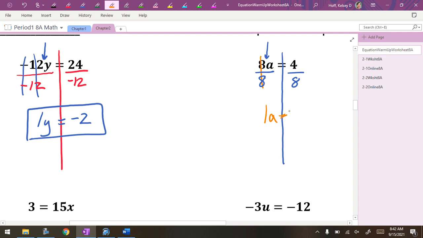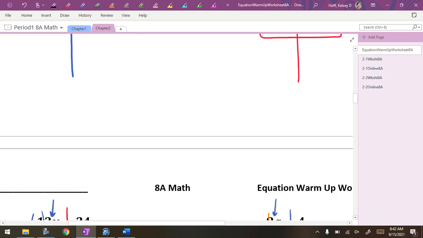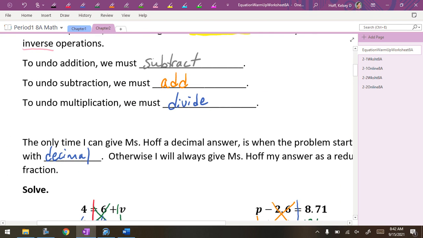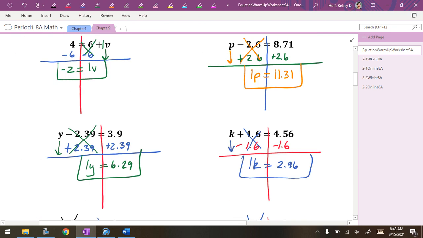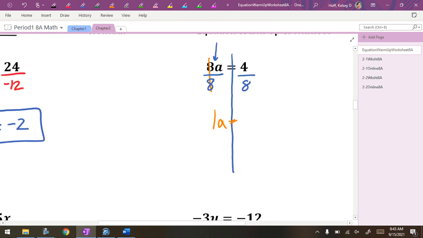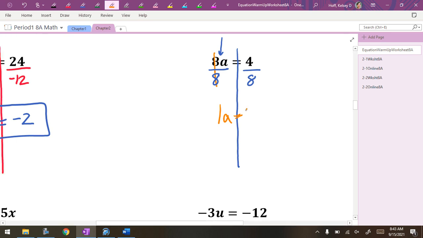What do you get? A decimal. Stop! Let's go back. The only time I can give Ms. Hoff a decimal answer is when the problem starts with a decimal. Did our problem start with a decimal? No. So you cannot give me that. If you type in your calculator and you get a decimal, back it up. Take this fraction and drag it straight down. The fraction we have is 4 over 8. Ms. Hoff wants you to reduce that.